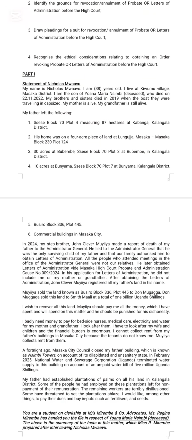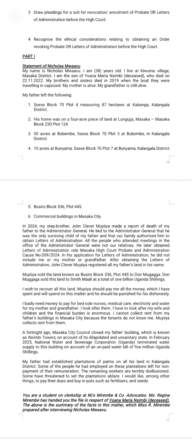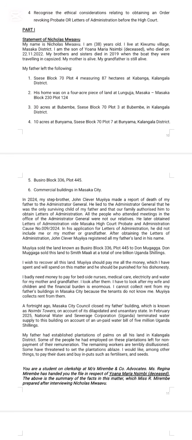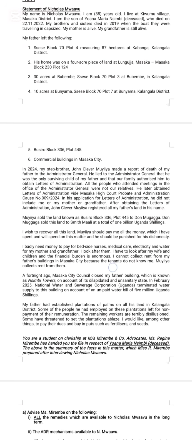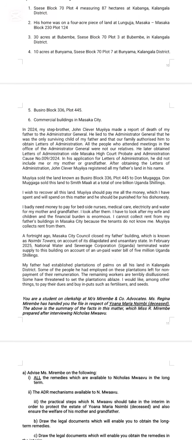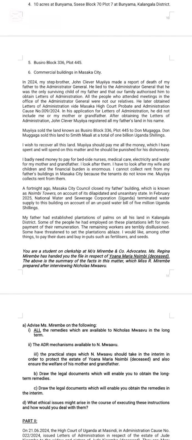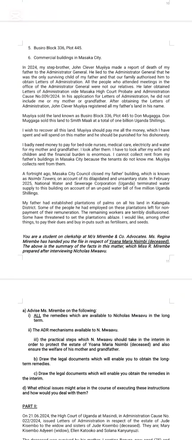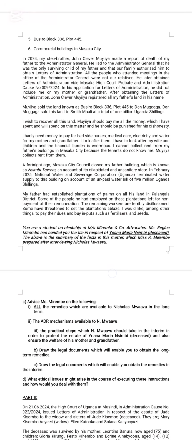My name is Nicholas. I'm 38 years old. I live at Chiumu Village, Masaka District. I'm the son of Yona, who died 20 years ago. My brother and sisters died when the boat they were traveling in capsized. My father left the following properties: Sese Brook, his home, 30 acres, 10 acres, Busiro commercial building. In 2024, my stepbrother John Clever Muia made a report of the death of my father to the Administrator General. He lied to the Administrator General that he was the only surviving child of my father.